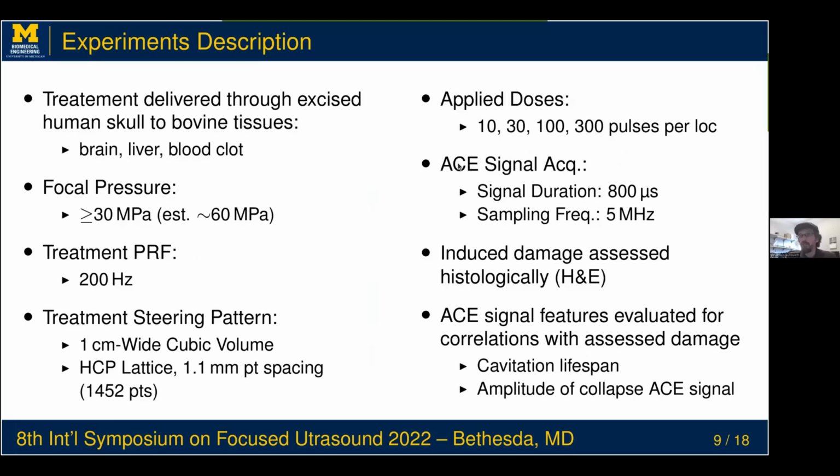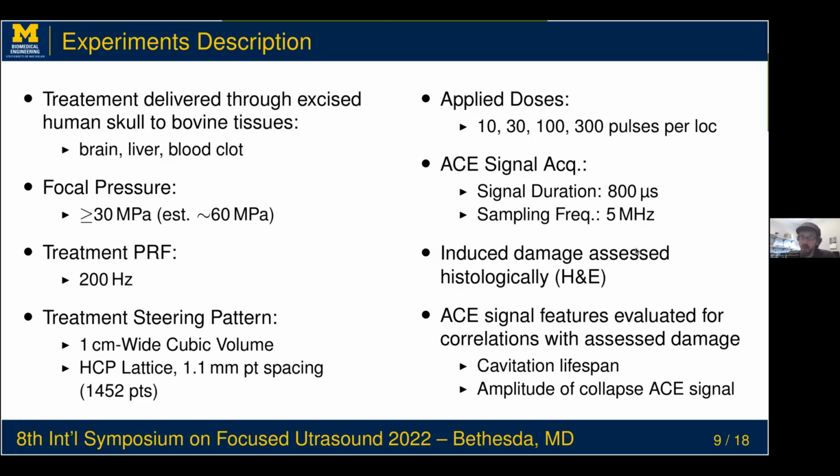To generate different levels of induced damage at the treatment endpoint, we applied 10, 30, 100, or 300 pulses per location in each of the samples. During all treatments, ACE signals were acquired after every pulse. The whole signal duration was about 800 microseconds, and it was acquired at 5 megahertz sampling frequency. And this was with all 360 elements of the array.